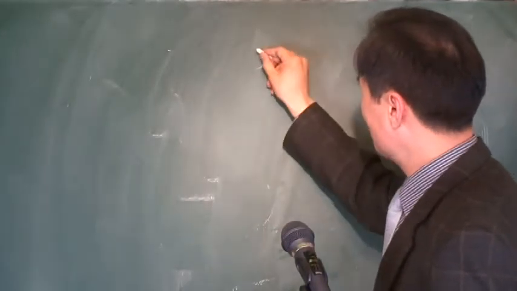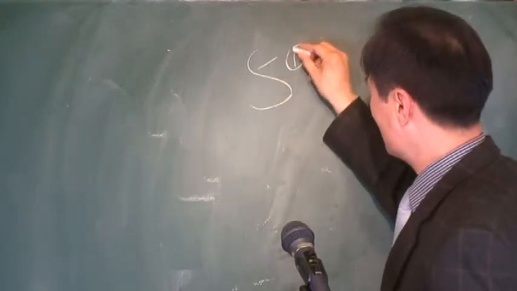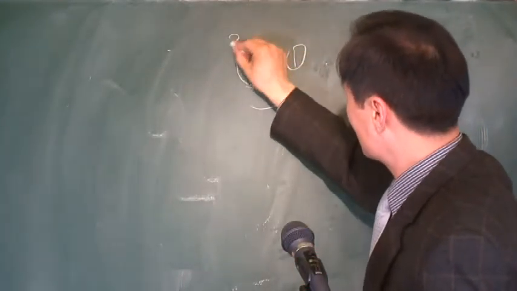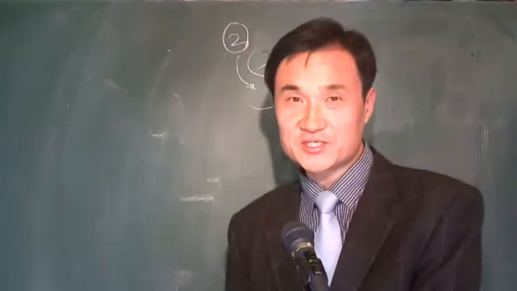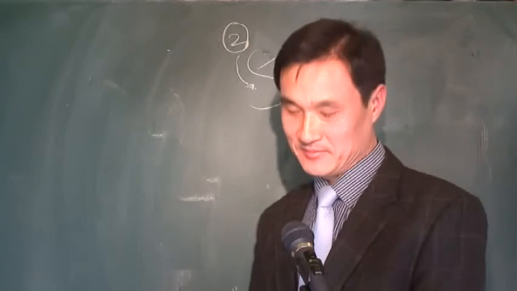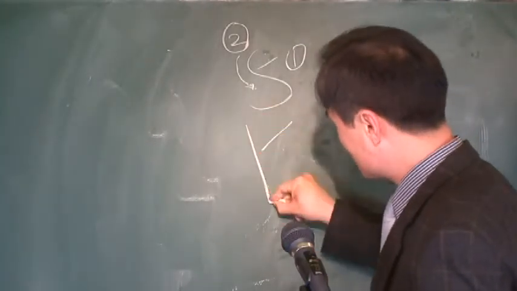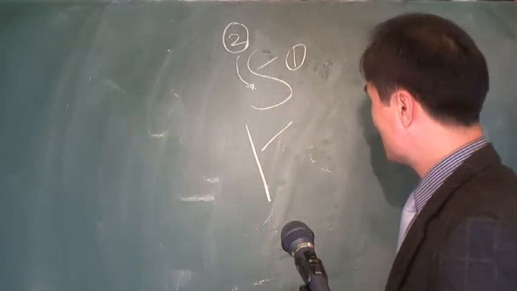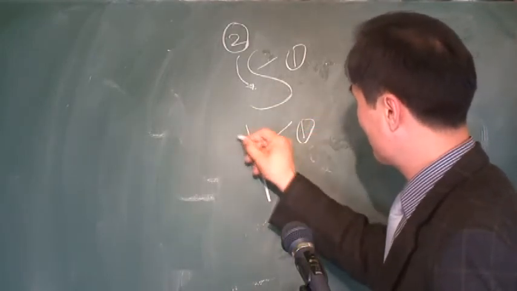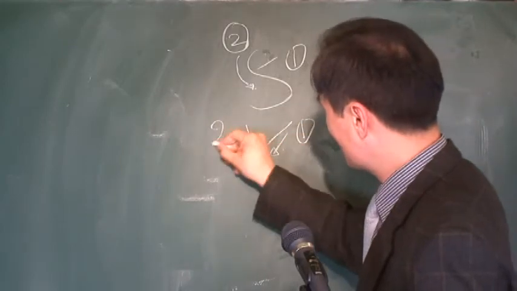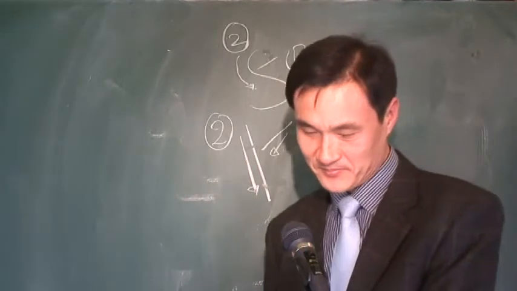Next, tsade. Start with 1 dot and 2. Tsade too has a sofit form. The sofit form is written like this. First, start with this and then this.